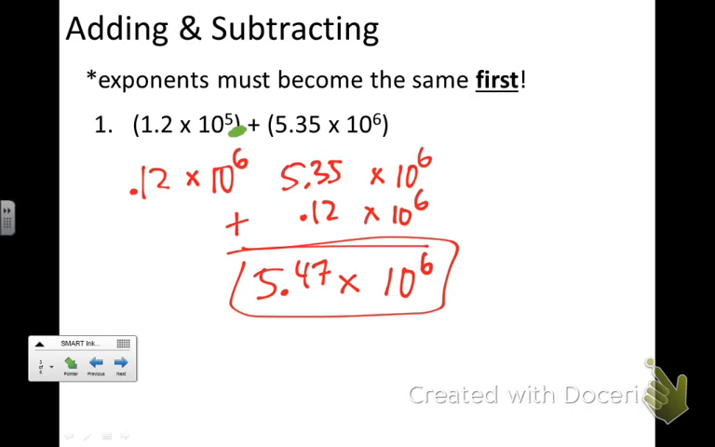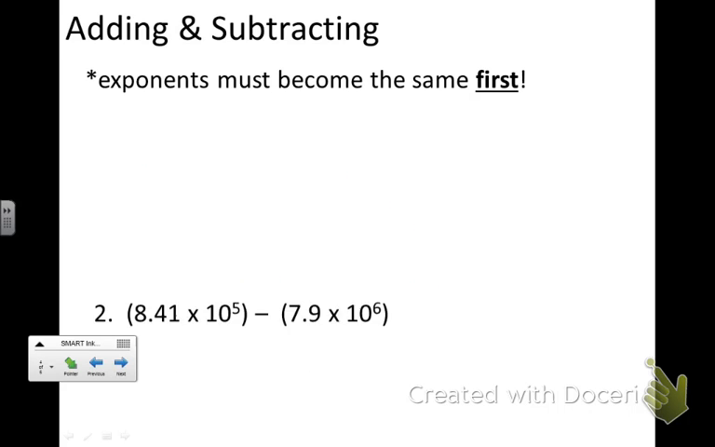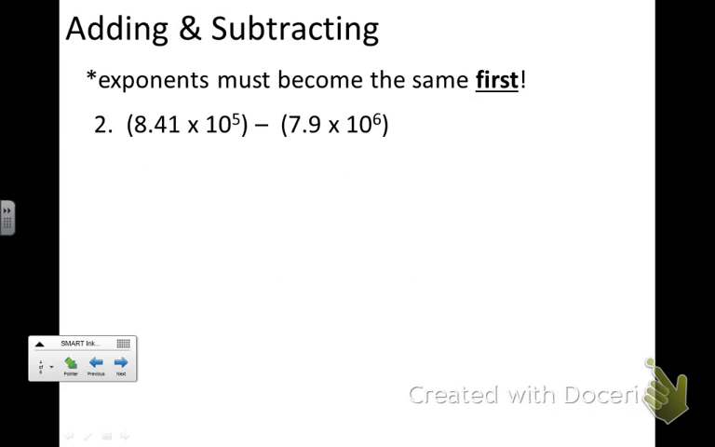All right, let's move on. Let's do a subtraction problem. So see if you can actually do this one without me guiding you. So try to go faster than me. I'll still explain it, but try it on your own and see if you end up where I end up. Okay? I'm going to use Andrew's technique. Change 5 to 6. Might as well. Right? Change 5 to 6. So we have 8.41 times 10 to the 5th minus 7.9 times 10 to the 6th.